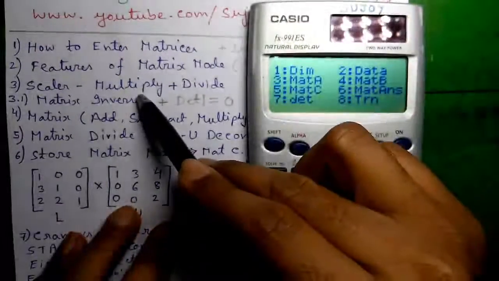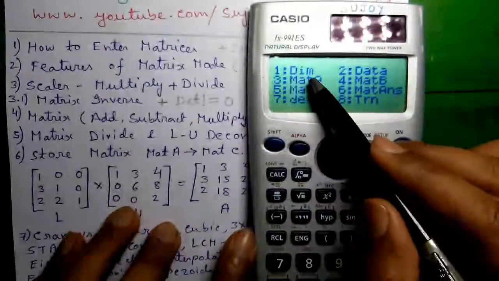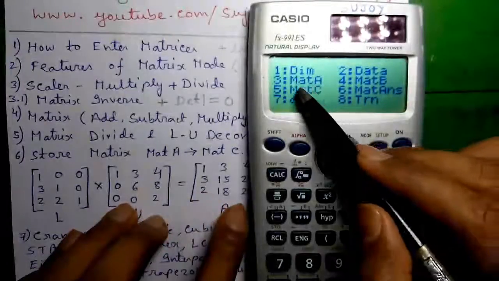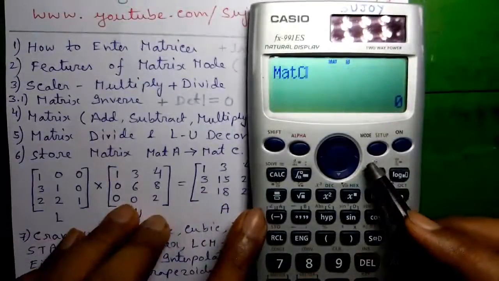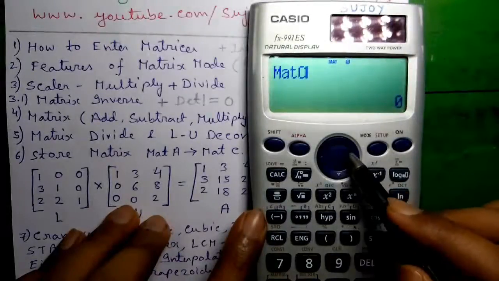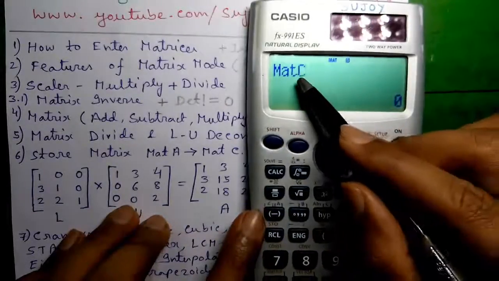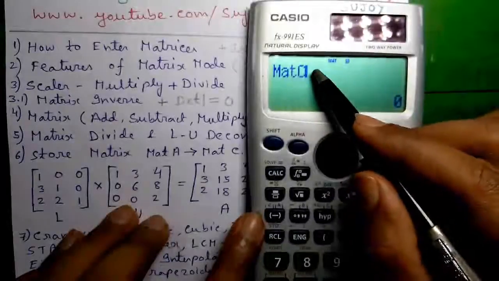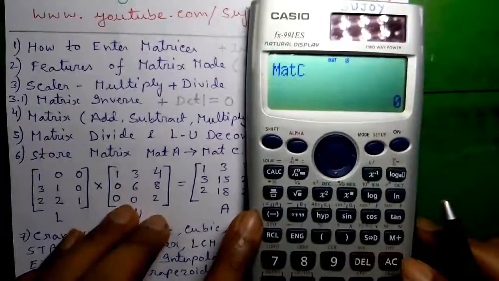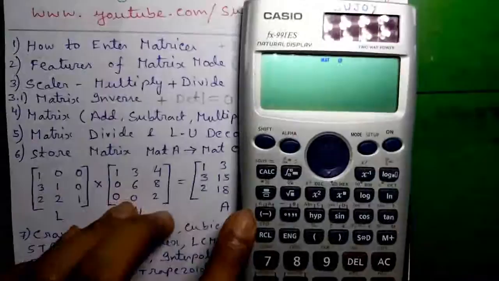And now I will tell you how to use the scalar multiplication and divide. For that, first let's say we'll use the matrix 5, which is the matrix A here. So for that, press 5. And now scalar means any real number, positive or negative, but not 0. You can multiply any scalar number with any matrices. So for example, if you want to multiply the matrix C by 2, then you will bring the matrix C on screen, then multiply and 2, and press the equals to button.